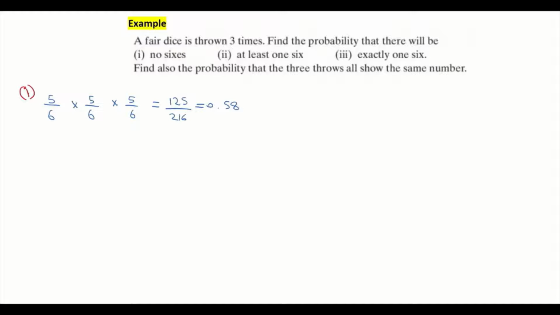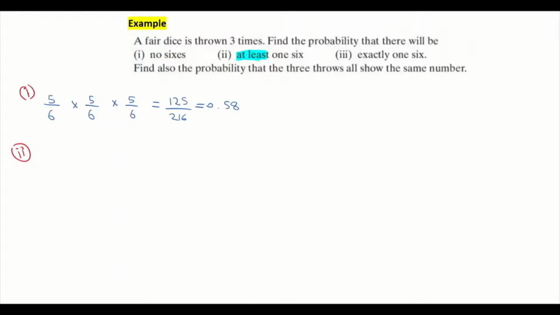Looking at part two now, it has those key words in it, which are at least. So think about this for a second. So at least 1 6. That means I can get 1 6, I can get 2 6s, I can get 3 6s, I can get 4 6s, I can get 5 6s, and I can get 6 6s. So at least 1 6 is the opposite of getting no 6s.